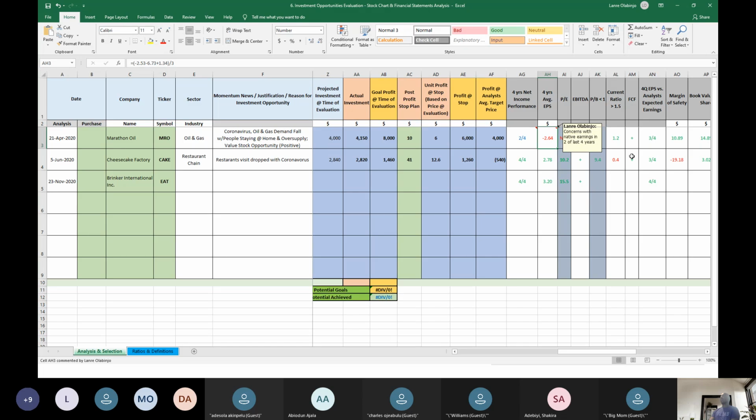Okay. And then the price to earnings ratio, I talked about the PE ratio. What is their price to earnings? Earnings before interest, taxes, depreciation, and amortization, EBITDA. I explained that earlier on. What I'm asking is, is it positive or is it negative?